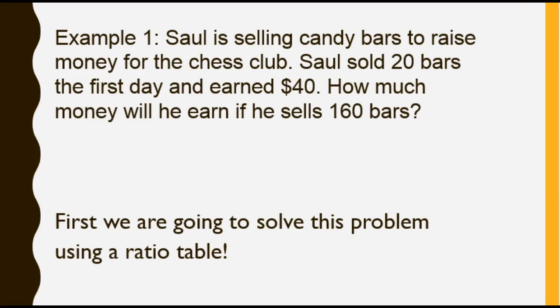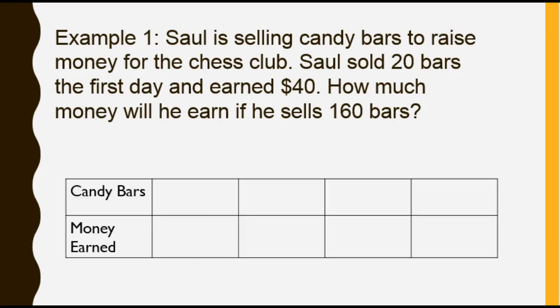Example 1. Saul is selling candy bars to raise money for the chess club. Saul sold 20 bars the first day and earned $40. How much money will he earn if he sells 160 bars? First, we're going to solve this problem using a ratio table. I can look at the problem and see my first ratio, 20 bars to $40. So I can fill in my ratio table with my first ratio of 20 candy bars to $40. Now I want to know how much he's going to make if he sells 160 bars.